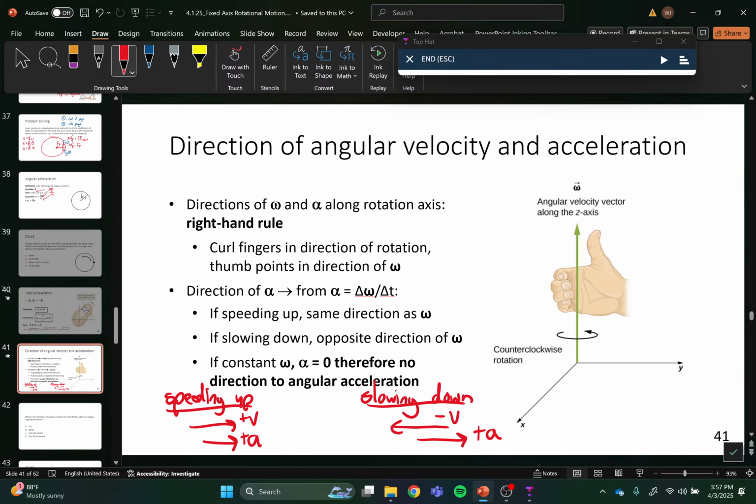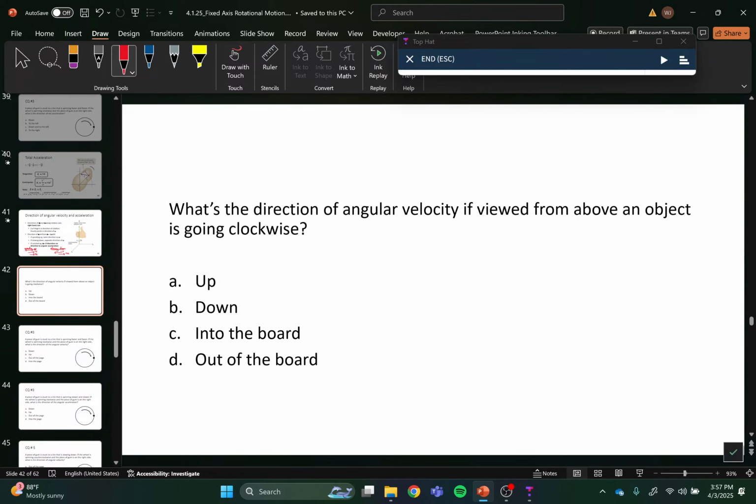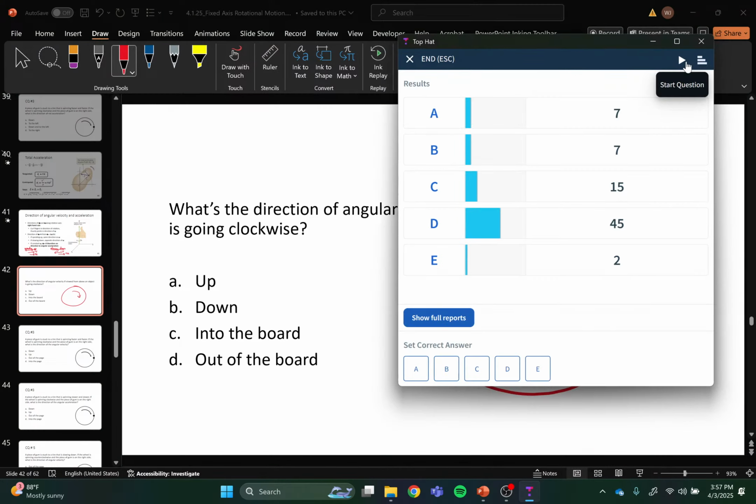All right. How do I know whether any of that stuff I said just made sense? I ask you a bunch of questions about it. All right, so great. Here's an object. It's going clockwise. What's the direction of angular velocity?